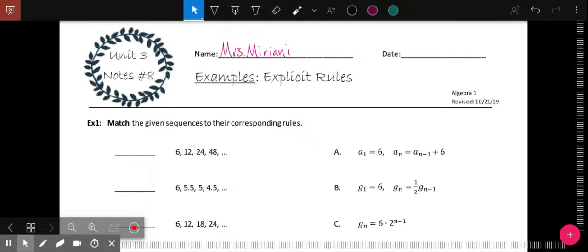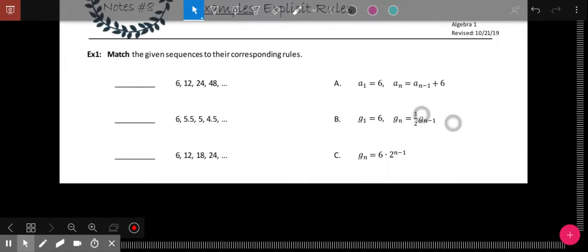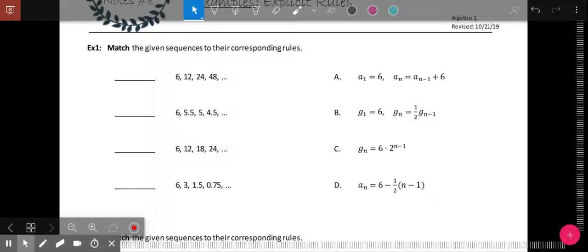All right, so now let's look at a few examples going over our explicit rules for our sequences. Just like yesterday, we're going to work on some matching. It says match the given sequences to their corresponding rules. Today we are mixing up our recursive rules and our explicit rules because now we've seen both, and so now we need to practice differentiating between the two.